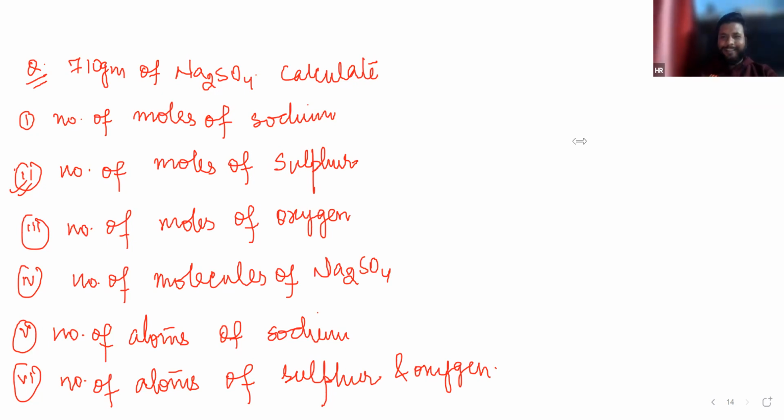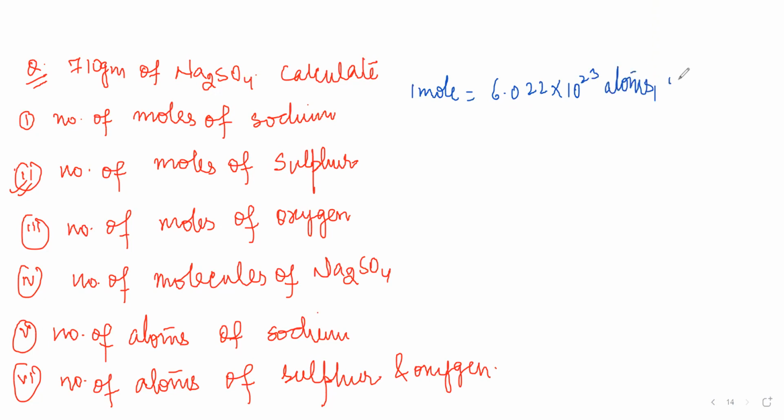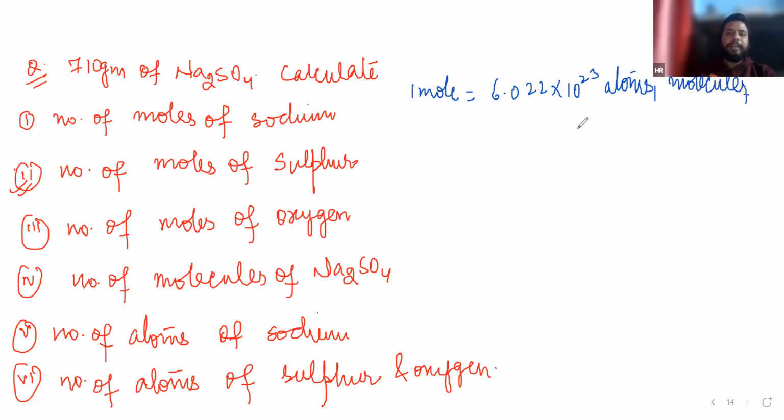Number of atoms. It's very confusing for the students in the beginning. You can see, what I have written is 1 mole equals 6.022 into 10 raised to the power 23 atoms. It can be molecules, it can be electron, it can be proton, it can be species, it can be ions, it can be anything which is equal to atoms in size or electron.